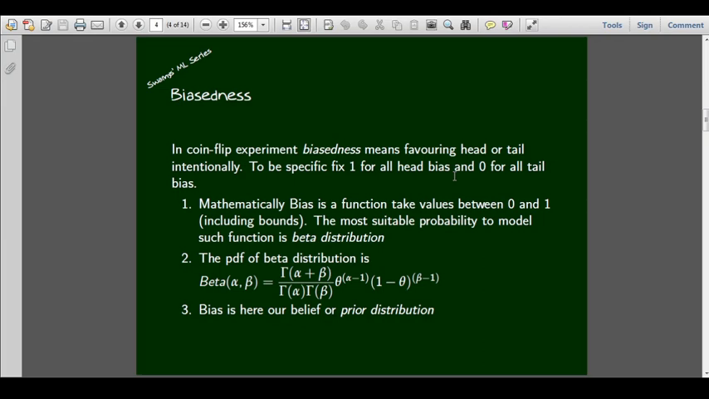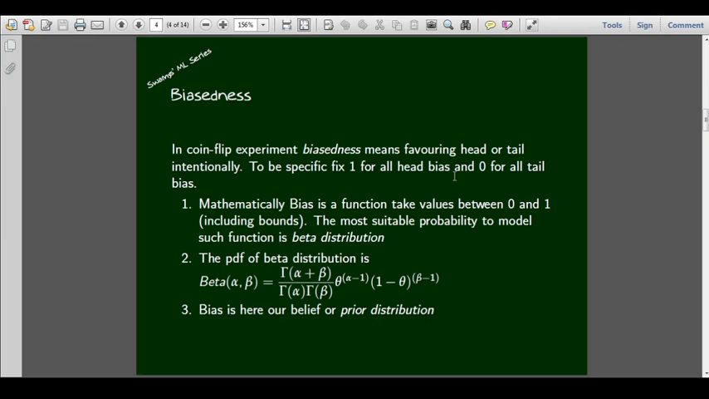For this time I fix getting head as success. I am interested in only head. That is why getting head as success. All the time I get head in tossing a coin, I got biasness is 1 because it is more favorable to head. Now all the time I got tail, then I got tail probability is high. The full probability goes to tail, and so it is a 0 bias. 0 for tail and 1 for head, like that.